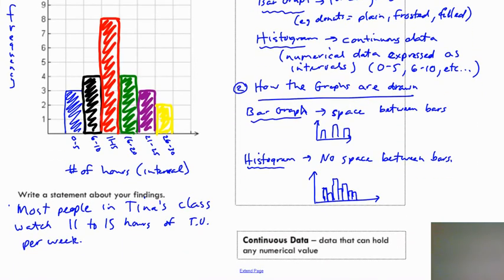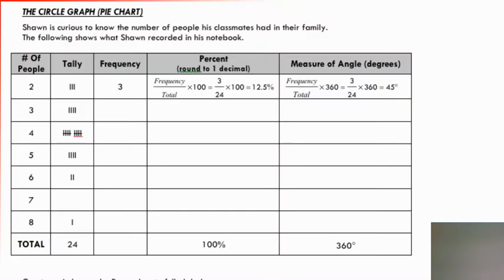So we did talk about categorical data on the previous slide, and so here's a good reminder of what continuous data is: data that can hold any numerical value. So we're holding a numerical value for hours of watching TV in this case. Okay, finally, so we've done a bar graph, a histogram, and now everyone's favorite. They're difficult to draw, but they are very effective when we look at information. I find circle graphs are very good, or we call it a pie chart.